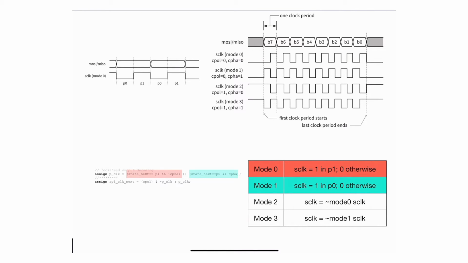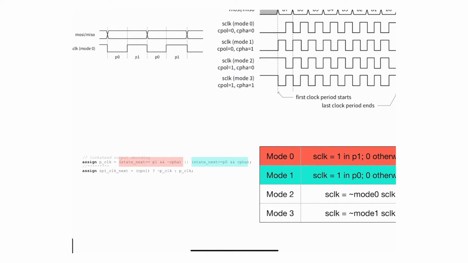Okay, so what we have in here is I'm showing you all of the modes, and again, we have the P0 and P1. The look ahead is actually generated in a couple of ways, so let's take a look at the code in here to see it. We are generating some sort of an intermediary signal, and we call it a P clock, okay? And that signal does the following.